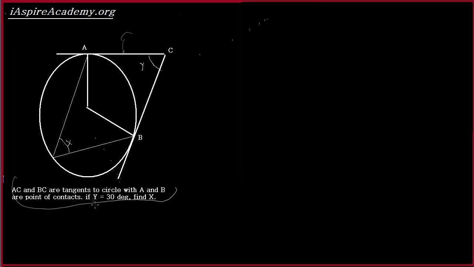So here we have y equal to 30 degrees, which is angle ACB equals 30 degrees. What has been given is AC and BC are tangents, with points of contact A and B. From the properties of tangents, these angles are 90 degrees. So let's put down those.